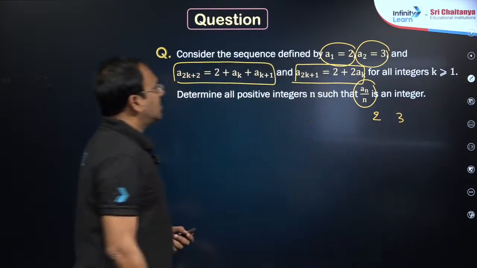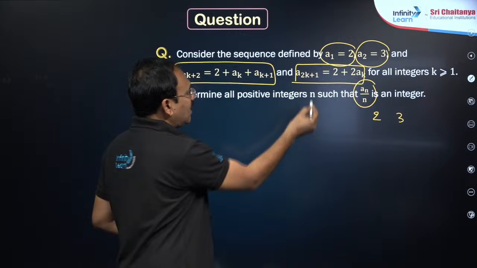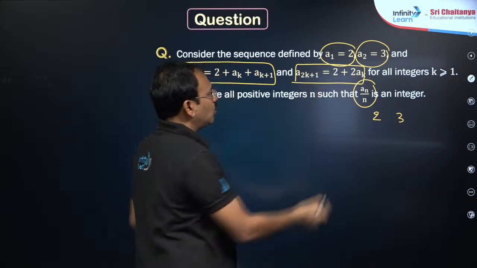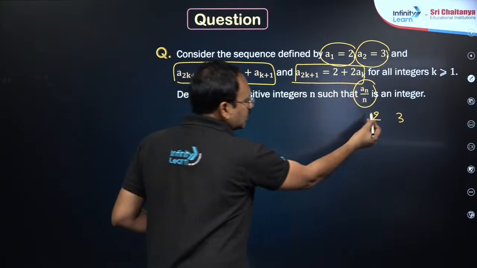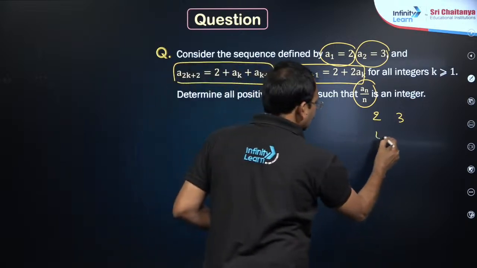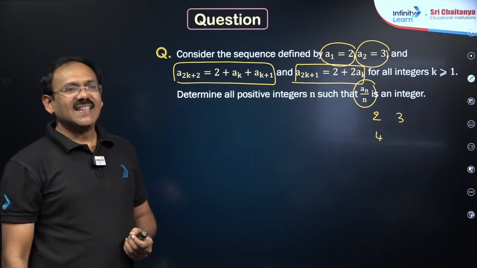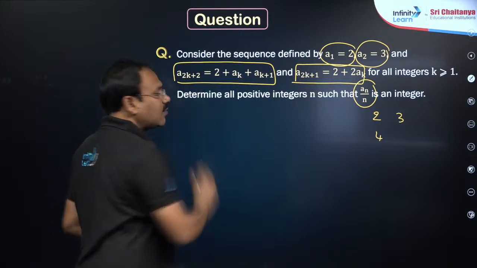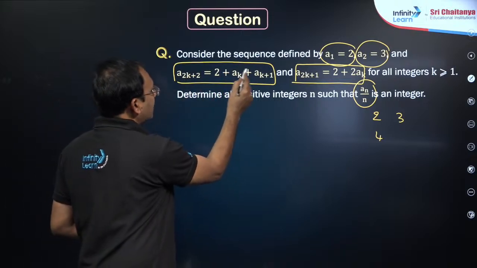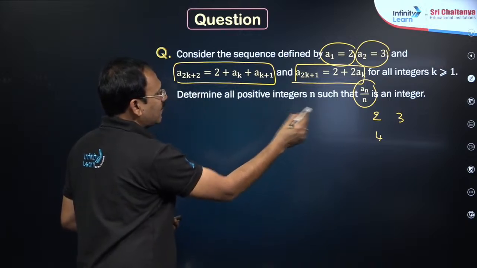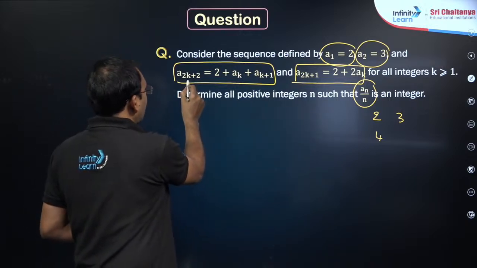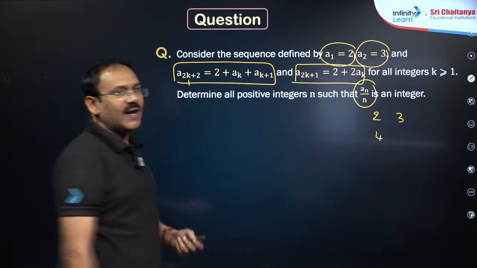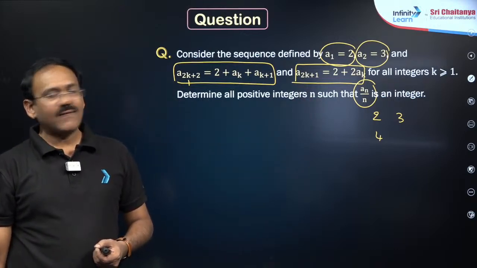Now, to find A3, you can use the relation A(2k+1), which is twice of Ak plus 2. Put k equal to 1: twice of A1 plus 2, that is 4 plus 2, which is 6. Then to find A4, put k equal to 1 in A1 plus A2 plus 2, that is 2 plus 3, 5, 5 plus 2, it is going to be 7.